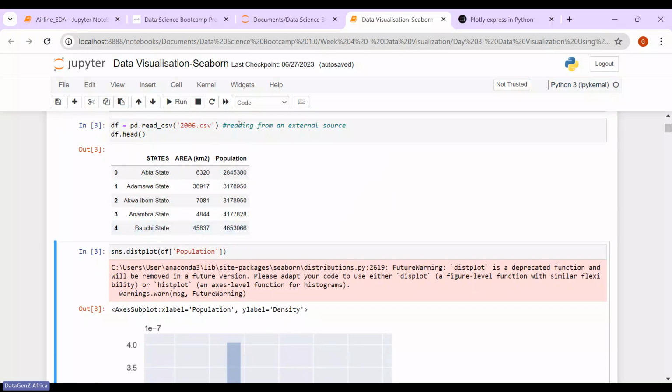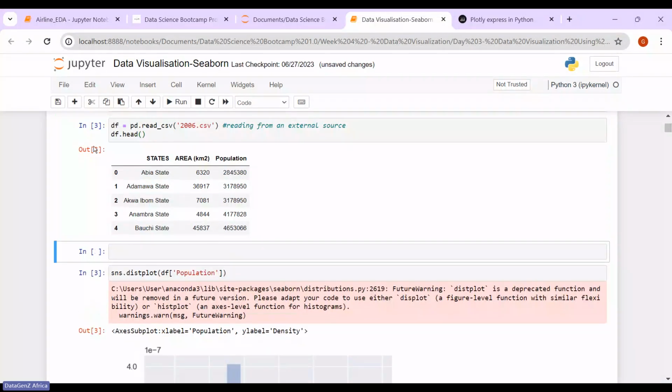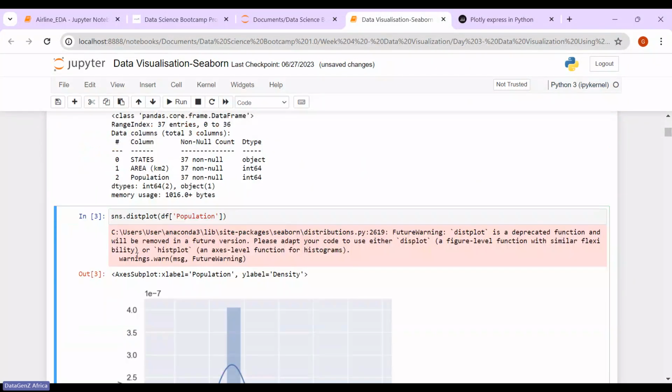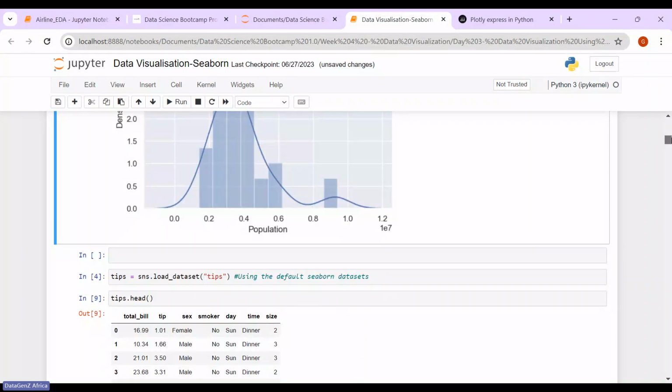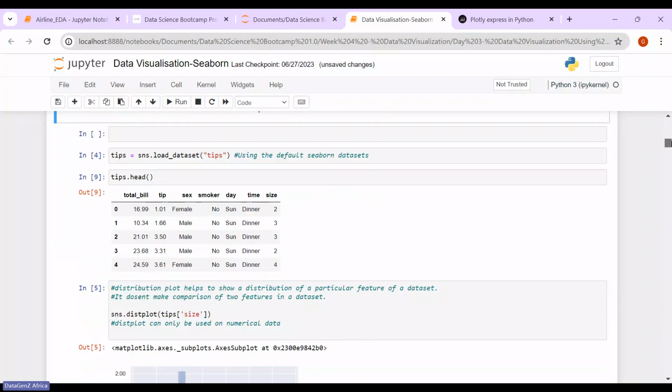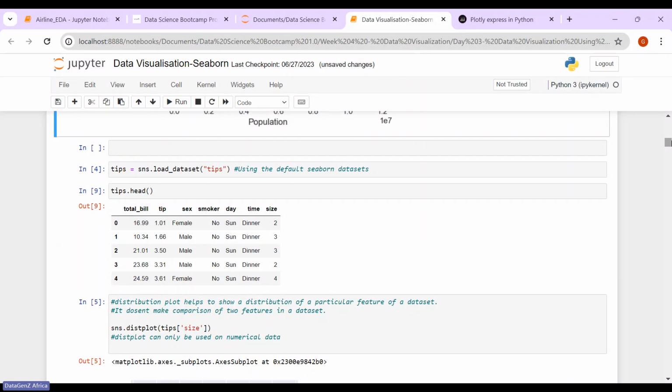So in this data set, if we do .info, you can see a little bit of information about the data set. This data set is just very small. We have just the area and the population, 37 records within that data set, but then it's telling you the distribution of the data set. So we have some default data sets in Seaborn that you can easily use.